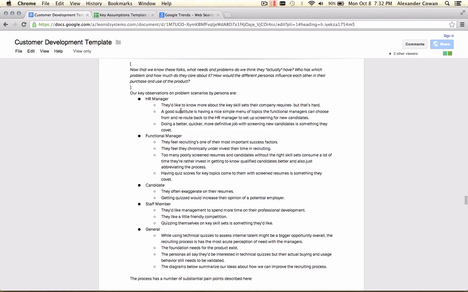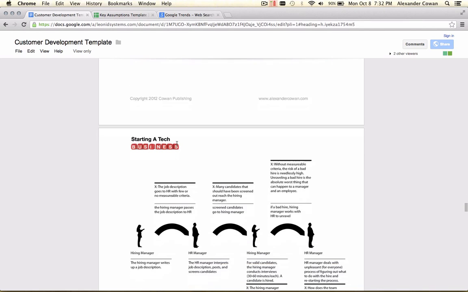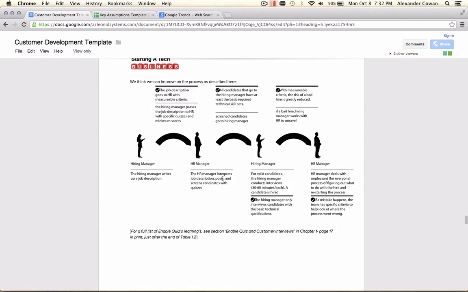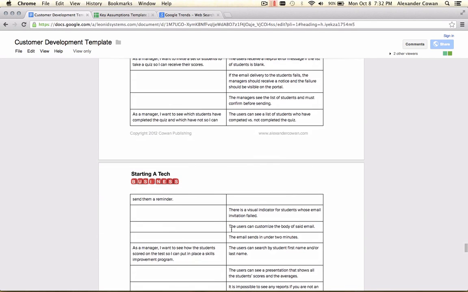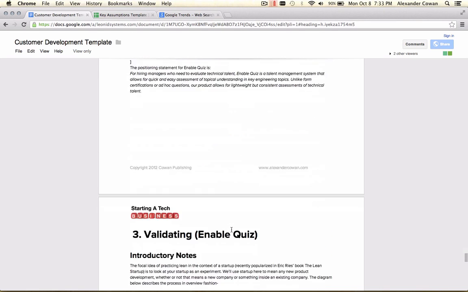And next we have notes on the problem scenarios that Enable Quiz found. Problem scenarios are important because when you write user stories, you want to make sure you're hitting something relevant. Problem scenario is a good way to focus and motivate your user stories. Enable Quiz also created some summary information about what they think the hiring process looks like before and after. And then we come to the user stories. And there are examples here that you can take, and once you download the template, you can update this with your own findings and your own ideas.